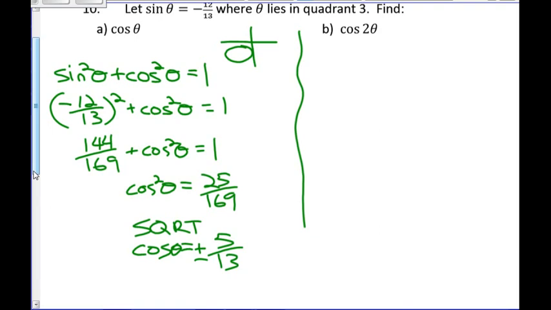Now we need to do a little thinking. We're in quadrant 3. So is cosine theta going to be positive or negative? It's going to be negative.